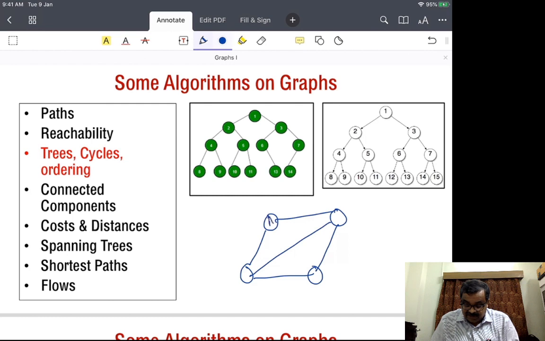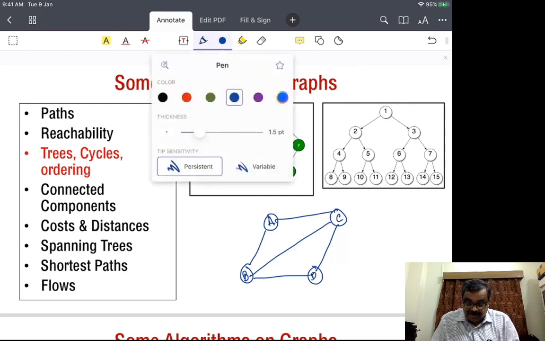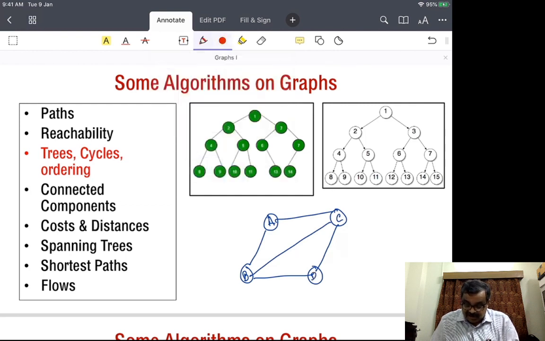Suppose this is a graph A, B, C, D. Then this is a cycle, and this cycle will be in both directions. Similarly, we have other cycles in the graph. This is a cycle, and so on and so forth, finding cycles. So a tree is a graph which has got no cycles.